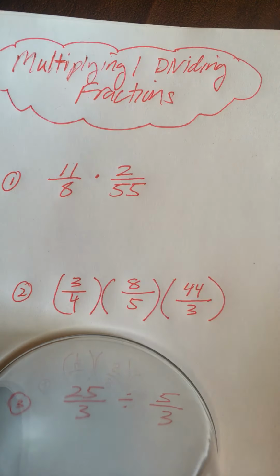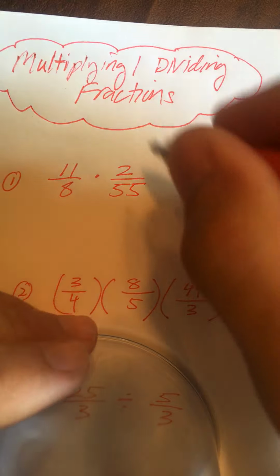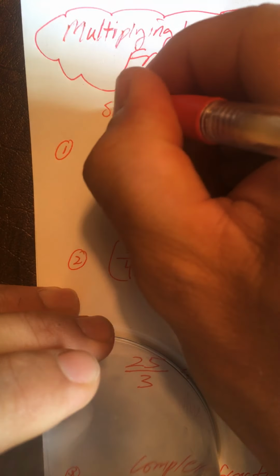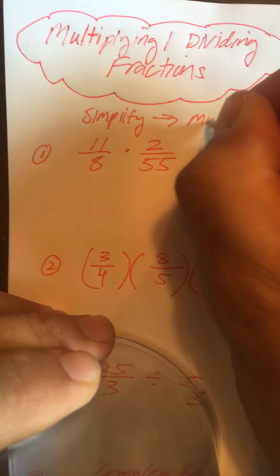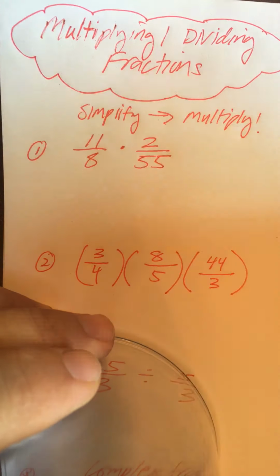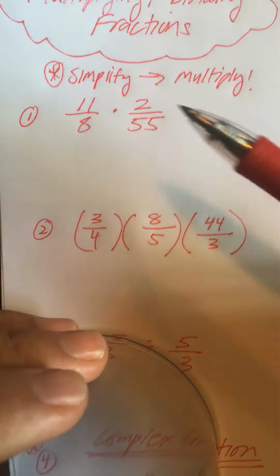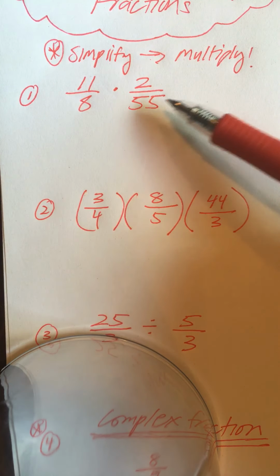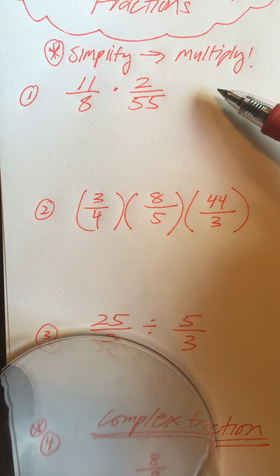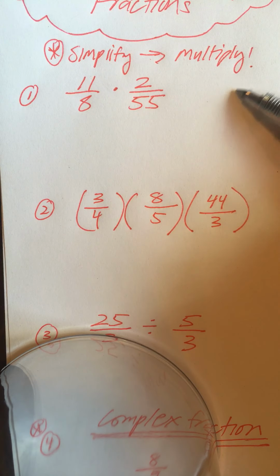Obviously, this dot means multiplication, so we're going to multiply these two. Now, my rule of thumb when we multiply fractions is that we want to simplify, then we want to multiply. That is really important. If you take a look at problem number one, if we multiply across the top and multiply across the bottom, these numbers start to get big, and they start to get big quickly.